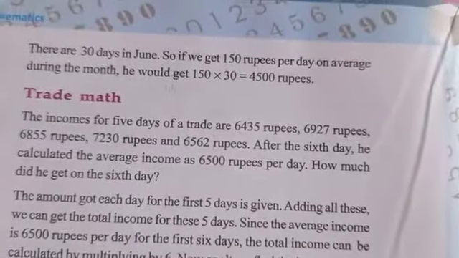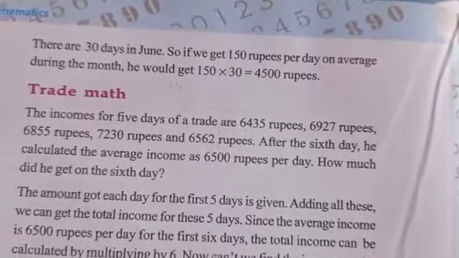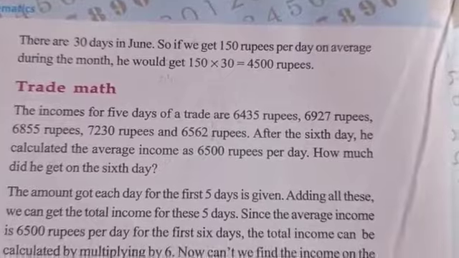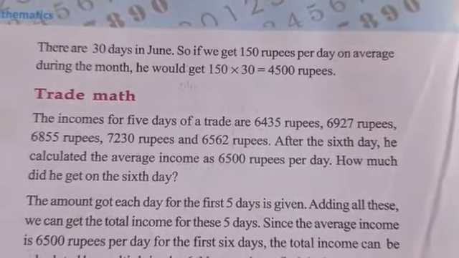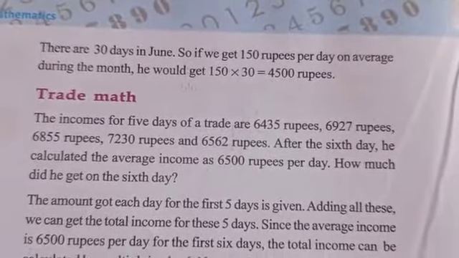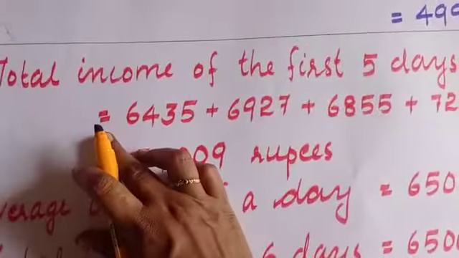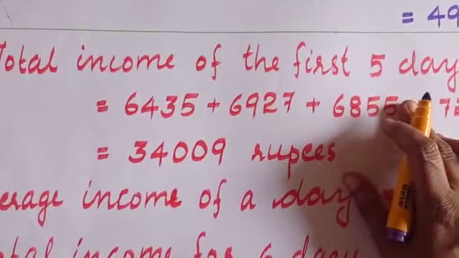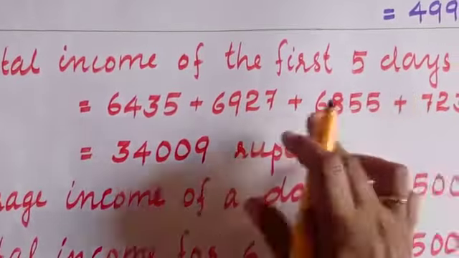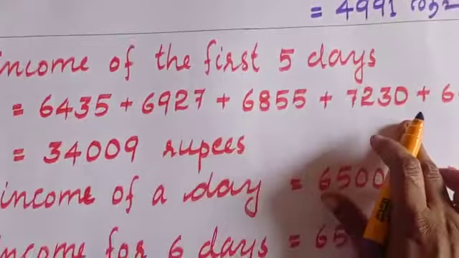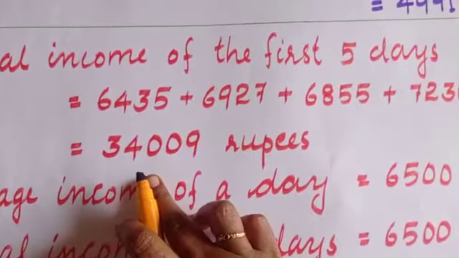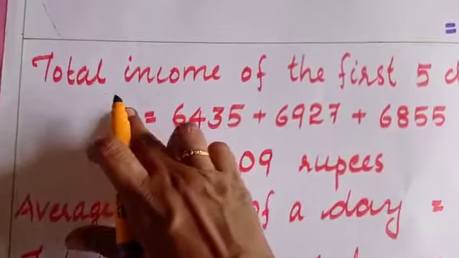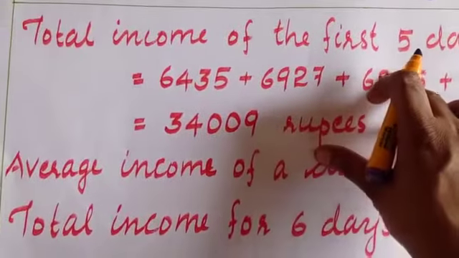Here the incomes of 5 days are given. The income of each day is given in the question. From this we can calculate the total income of 5 days. For calculating the total income of the first 5 days, we add the income of each day. Adding the income of each day, we get 34,009 rupees. That is the total income of the first 5 days.